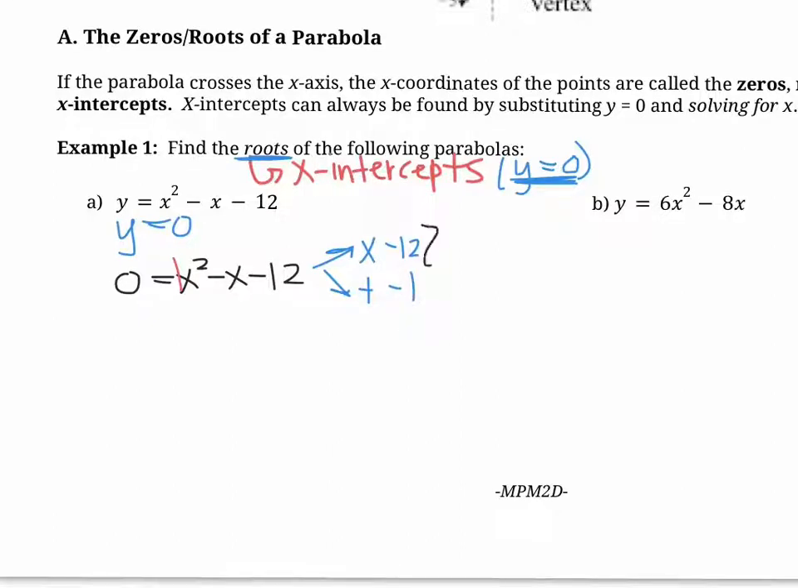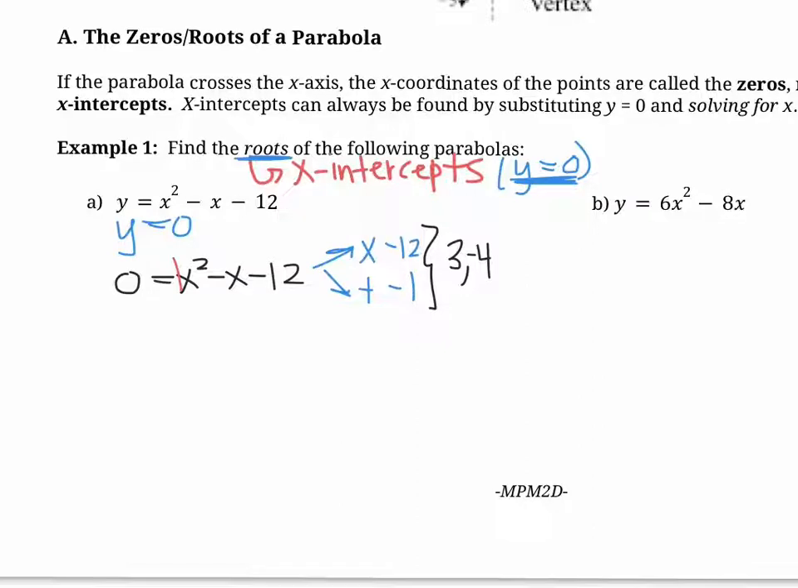Let's find those numbers. It has to probably do with 3 and 4. 3 times 4 makes 12. Which one has to be negative so that they add to -1? The 4 has to be negative. If you have trouble with this, please go back to the decomposition lesson.